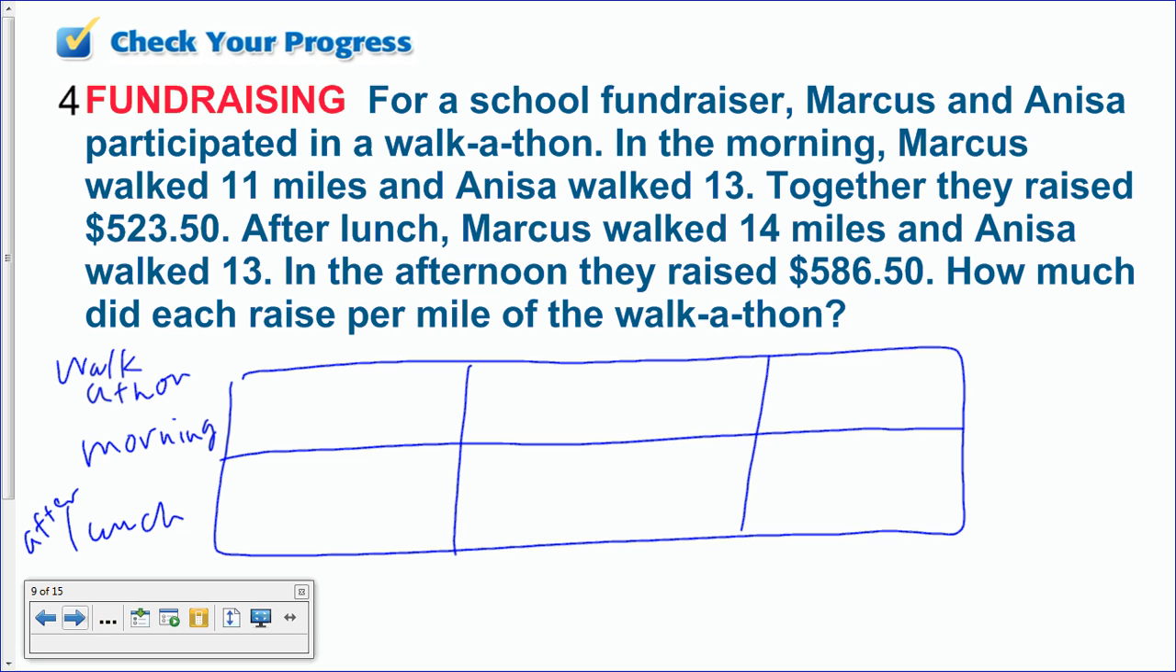Okay, who are the 2 variables? Marcus on the top, and then Anissa on the bottom. Now, I don't care which variables you want to use. Me, I'm gonna use M for Marcus. So he did 11, so 11M. What am I doing with Marcus and Anissa? Plus. I'm adding them together to get their totals, aren't they? Yeah. You guys with me? Yeah.